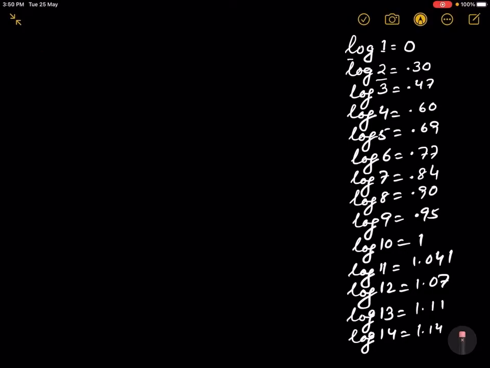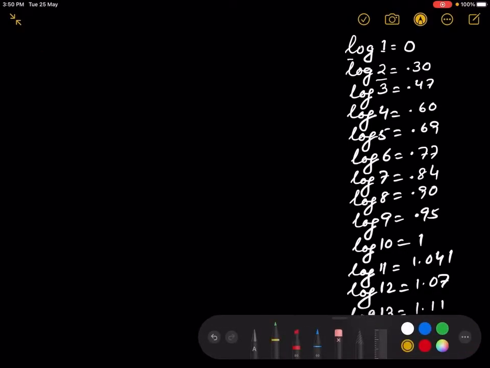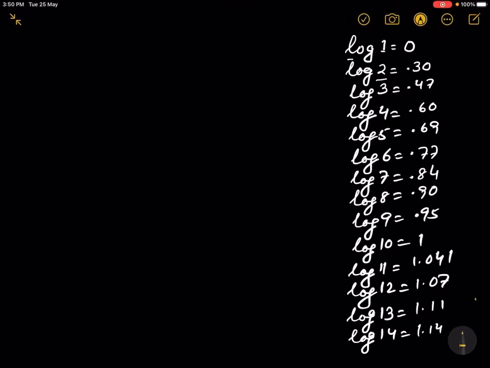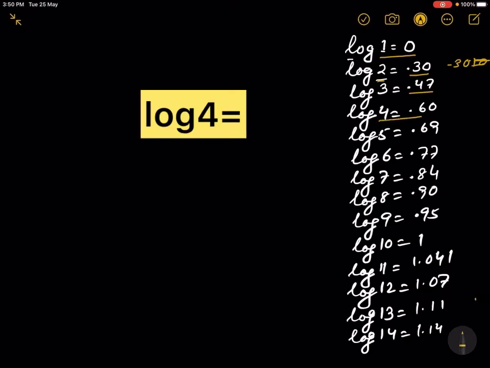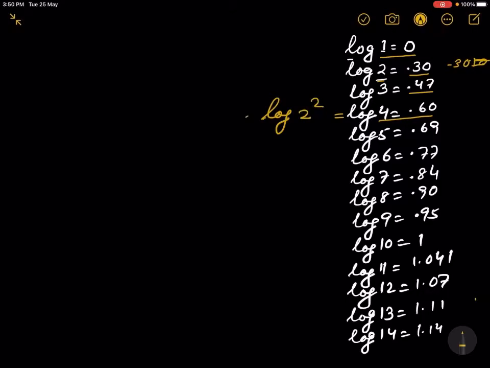You see log 1 is equal to 0, log 2 is equal to 0.3010, but here we have written only 0.30. Log 3 is equal to 0.4771, but here we have written only 0.47. Log 4 is equal to 0.60. You see log 4 is log 2 to the power 2, or you can say 2 log 2. As log 2 is 0.30, so 2 into 0.30 is equal to 0.60. You see log 4 is found to be 0.60.